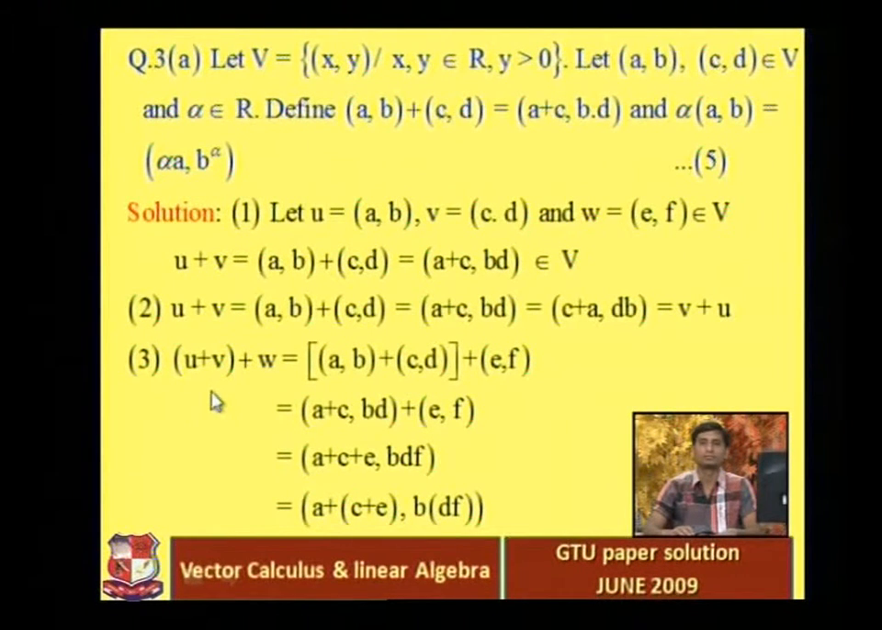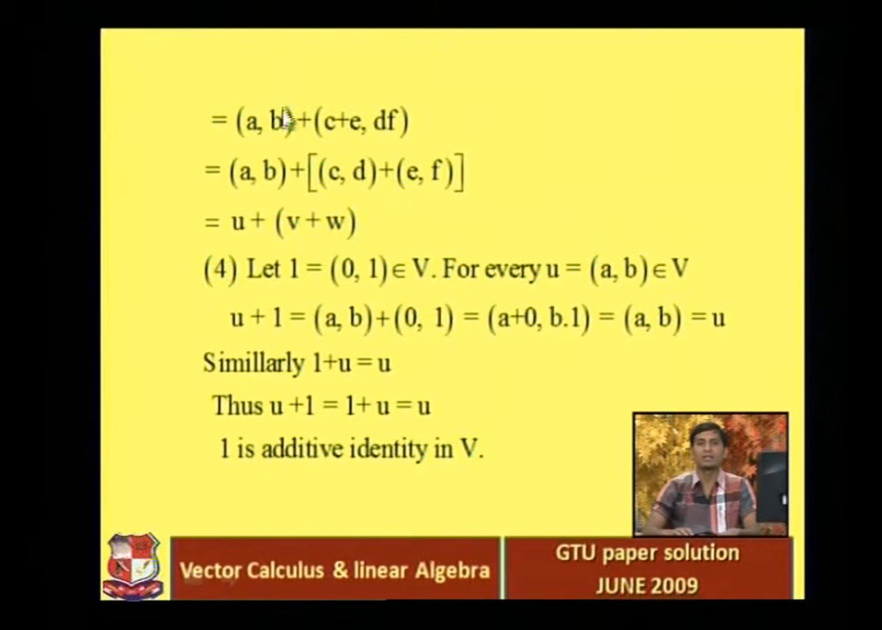Now next one, u plus v in bracket plus w, that is equal to (a, b) plus (c, d) plus (e, f). Just see these steps, you can easily understand. Using our definition on this bracket first, we can write (a plus c, bd) plus (e, f). Now again use the definition of addition: (a plus c plus e, bdf). Now a plus c plus e can be written as a plus (c plus e), and b into (df). That can be written as (a, b) plus (c plus e, df), and that can be written as (a, b) plus ((c, d) plus (e, f)). So easily we can prove that the associativity property is satisfied for this set V.